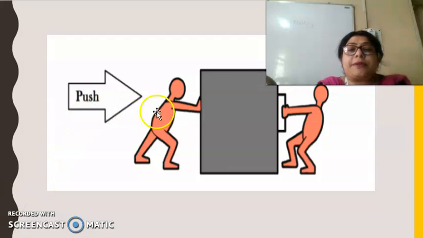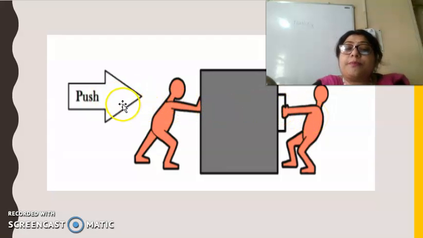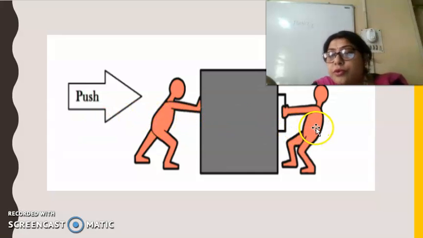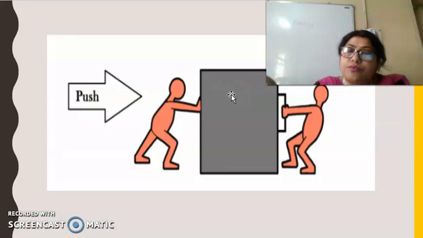Then you can see the picture here. A person is pushing the body away from him, and in the other one he is pulling the body towards himself. That's the difference between a push and a pull. In both cases, whether he is pushing or pulling the body, it is an example of force. He is applying some force on the body, either to push it or to pull it.